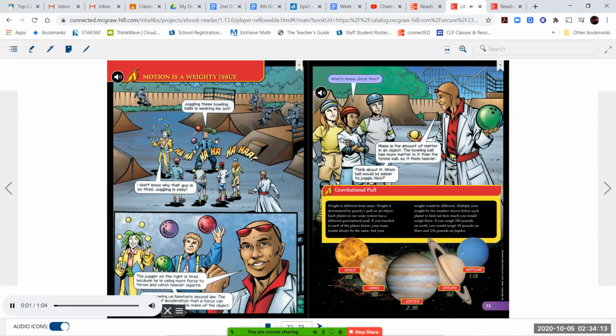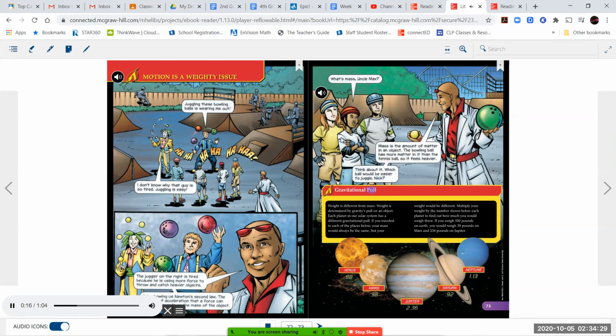What's mass, Uncle Max? Mass is the amount of matter in an object. The bowling ball has more matter in it than the tennis ball, so it feels heavier. Think about it. Which ball would be easier to juggle, Nick?